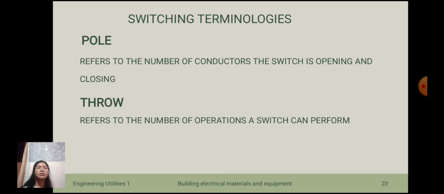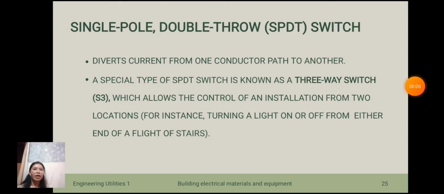So next is the switching terminologies. We have the pole, which refers to the number of conductors the switch is opening and closing, for example, yung light. And then the throw refers to the number of operations a switch can perform. So we have like single throw, double throw. Ito yung example.